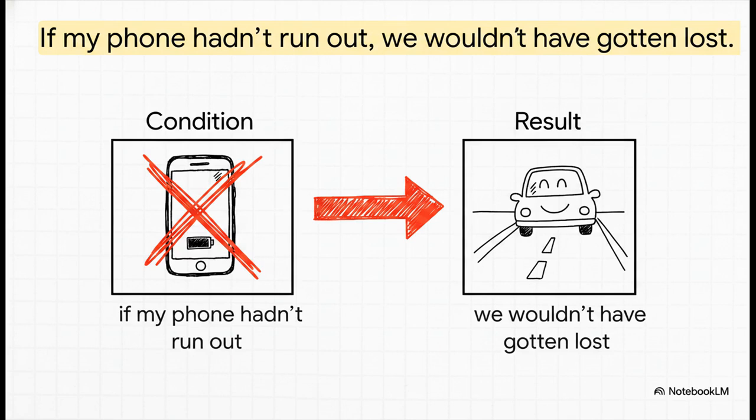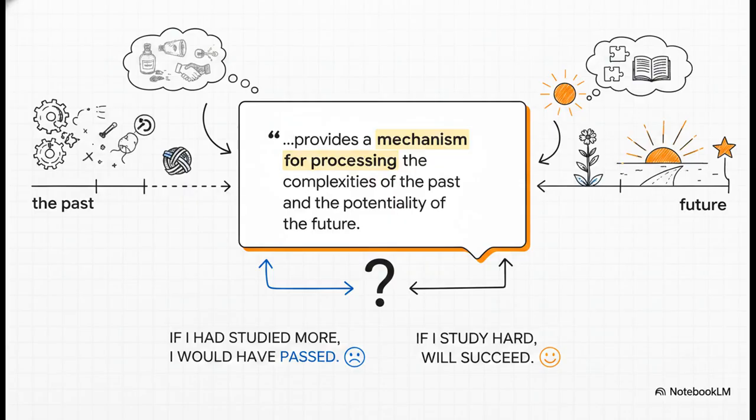This is a perfect third conditional. To talk about an unreal condition in the past, that if clause has to use the past perfect tense. In reality, the phone did run out of battery, so to imagine the opposite, we have to say if my phone hadn't run.